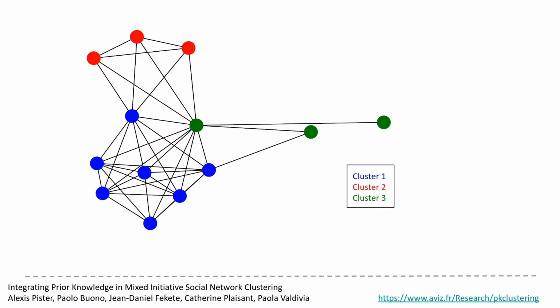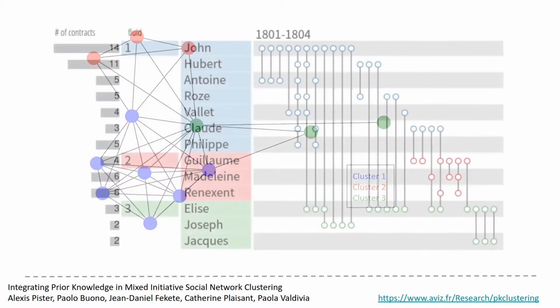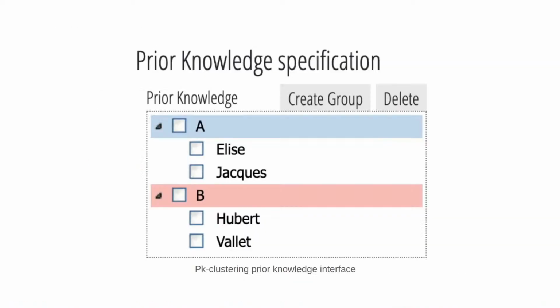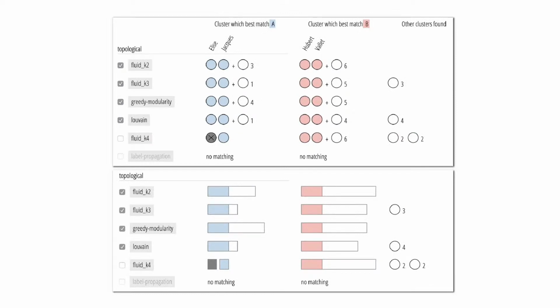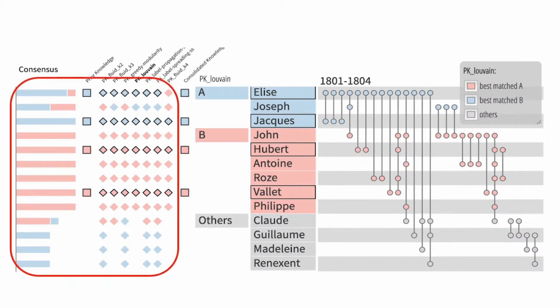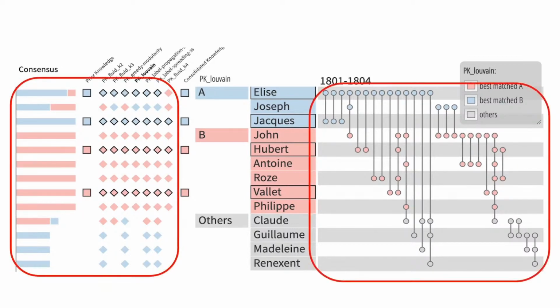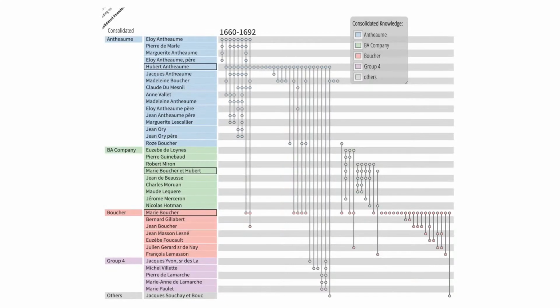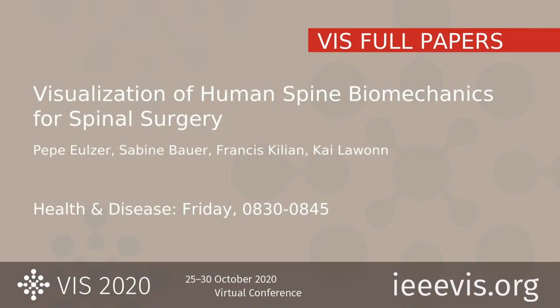Traditional clustering tools do not include users in the analysis loop. We present PK clustering, a new approach for interactive clustering using VIS. First, users specify their prior knowledge. Several algorithms are run and match with the prior knowledge. Users then build a consolidated clustering iteratively with suggestions based on consensus, the graph, and their knowledge of the data. The result is a consolidated clustering.